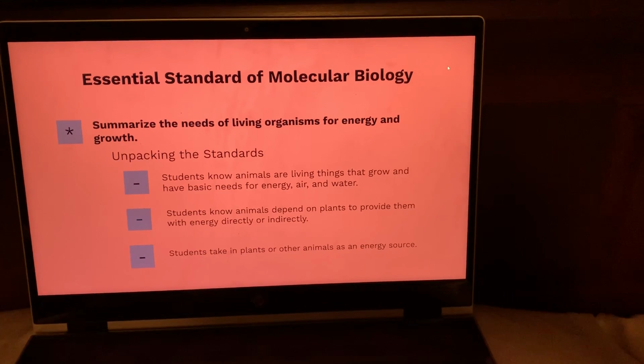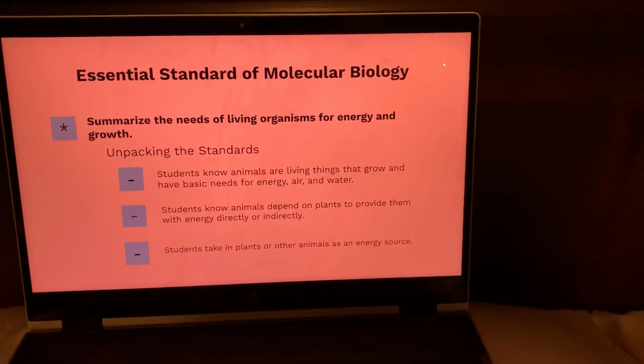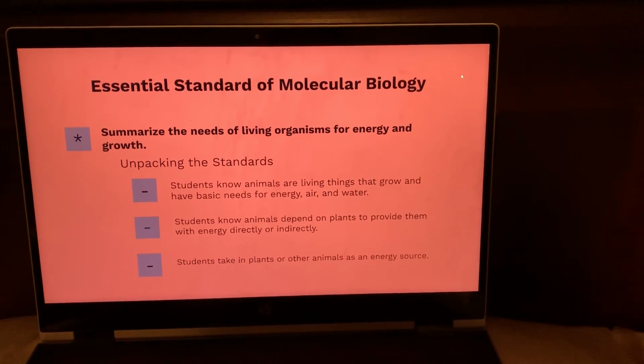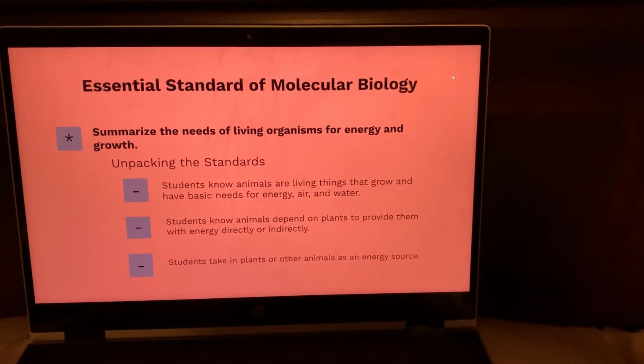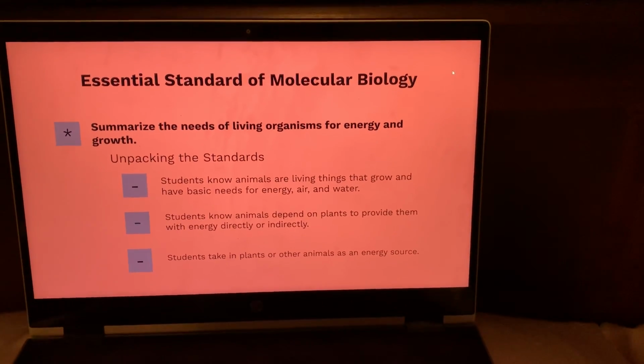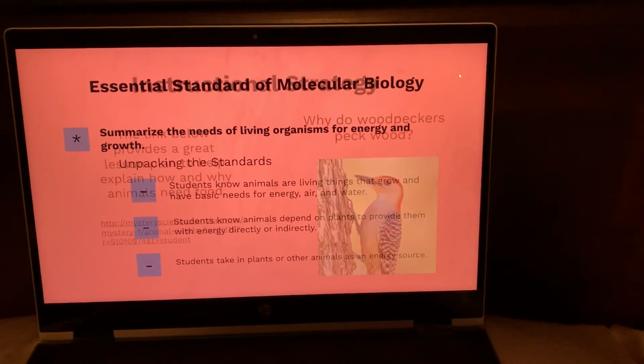So by the end of this, they want students to know that animals are living things that grow and have basic needs for energy, air, and water. Students need to know animals depend on plants to provide them with energy directly and take in plants or other animals as an energy source.